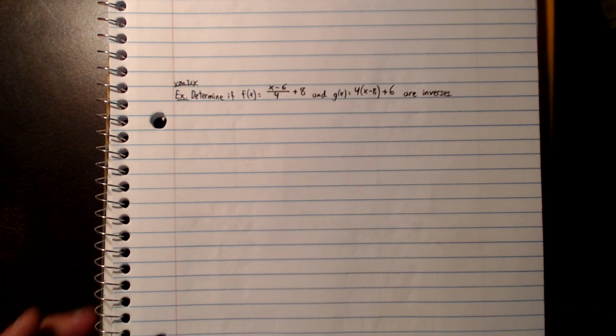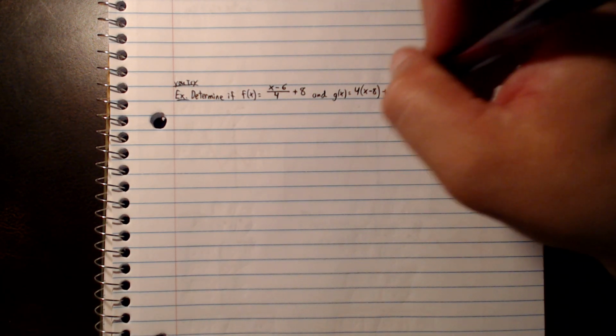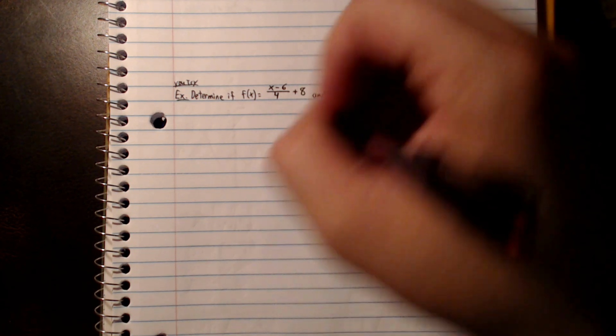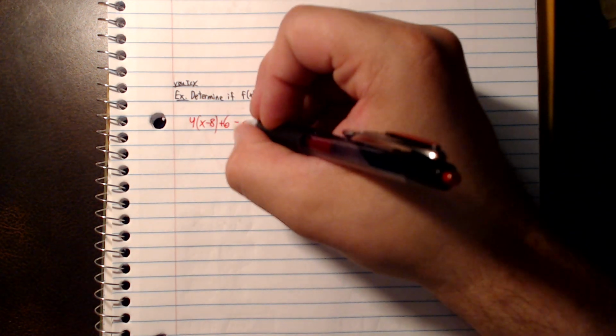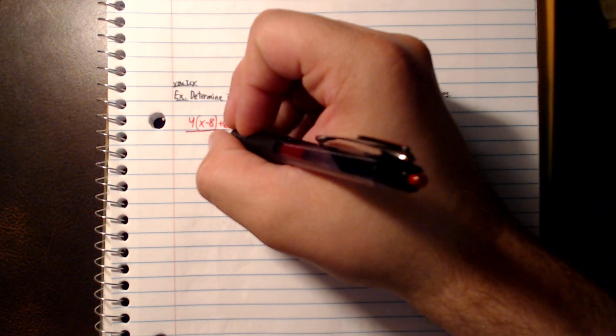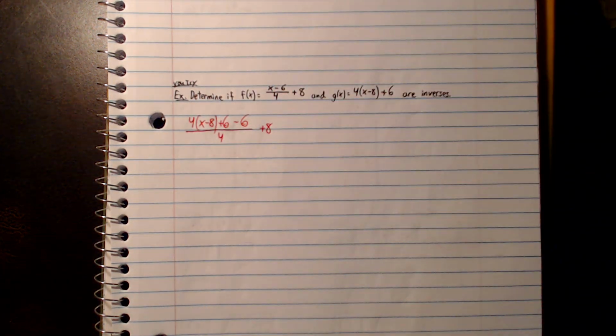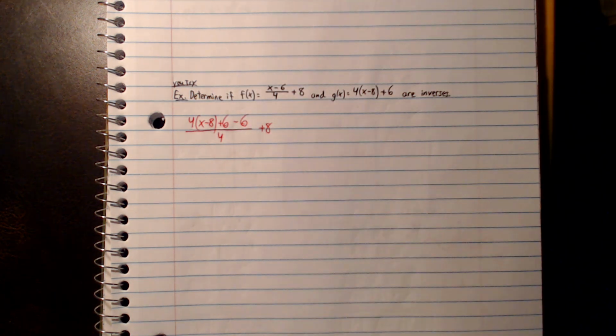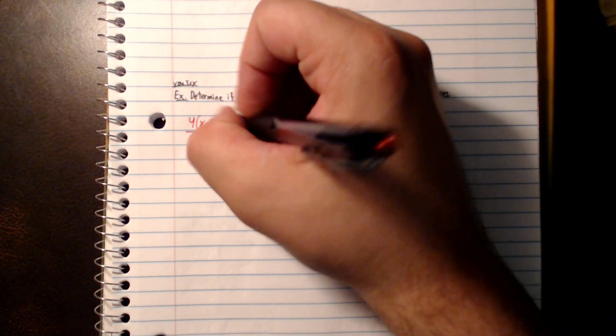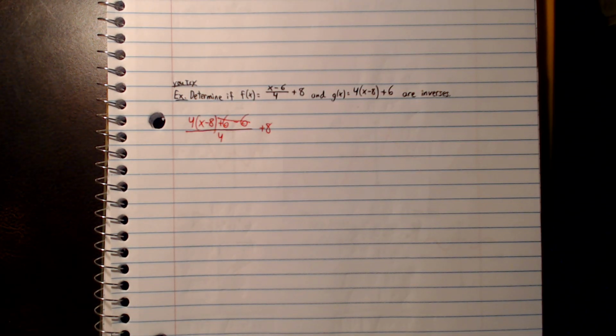Okay. This time I'm going to take g of x and plug it in the same way as before. So we've got 4 times x minus 8 plus 6, that's all right here, minus 6 over 4 plus 8. Now, I can eliminate these 6's because they're right next to each other. There's no square root or parenthesis or anything blocking them. These are directly next to each other. I can just cross those out.